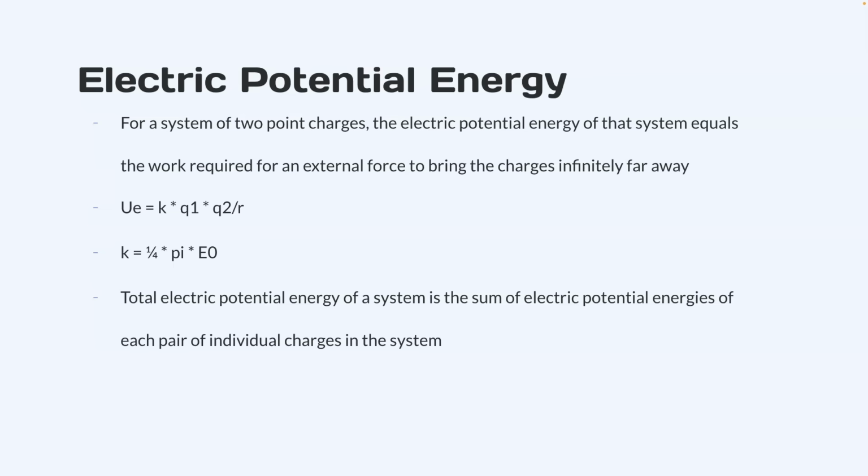Total electric potential energy is just the sum of all the electric potential energies of each pair of individual charges in the system. So you're just summing all the individual electric potential energies to find the total electric potential energy of a system.